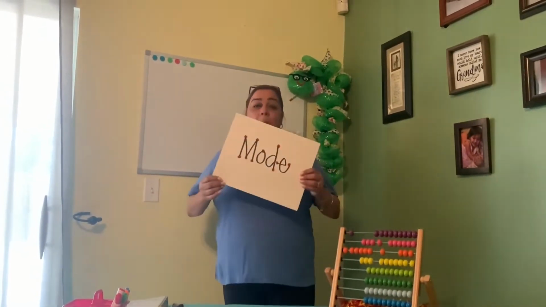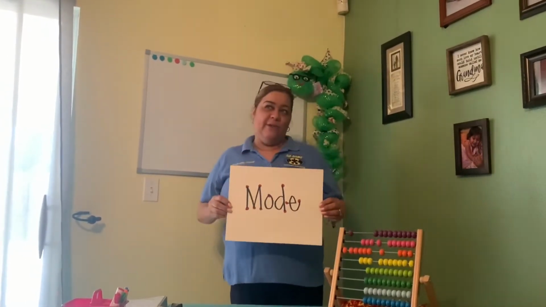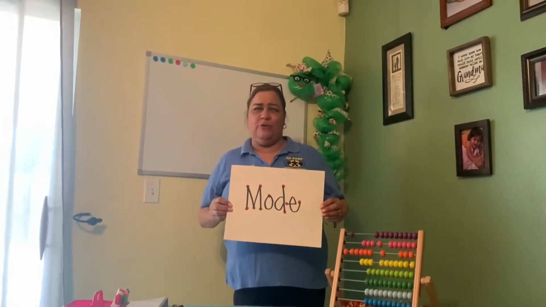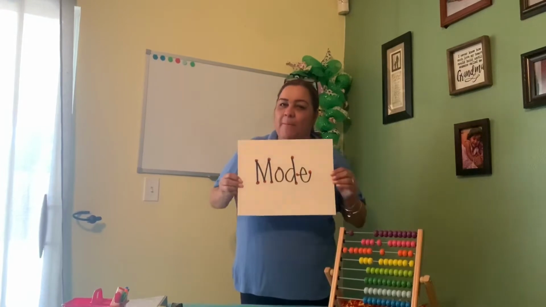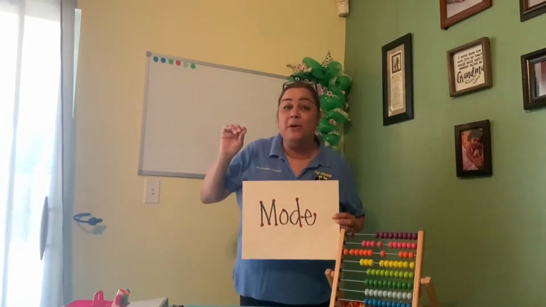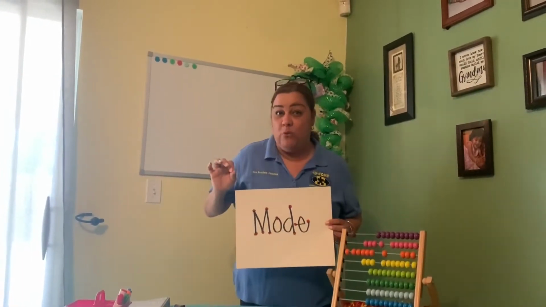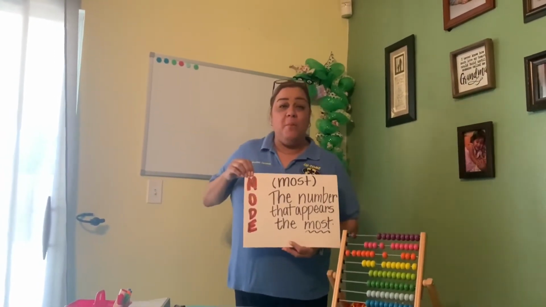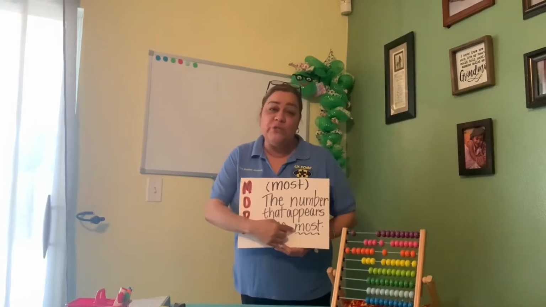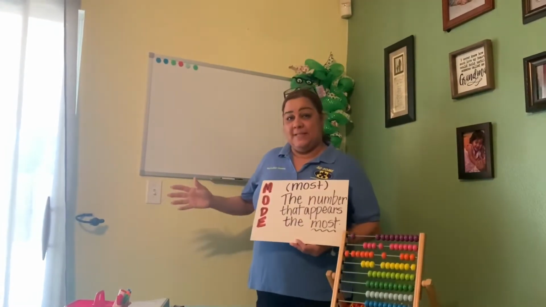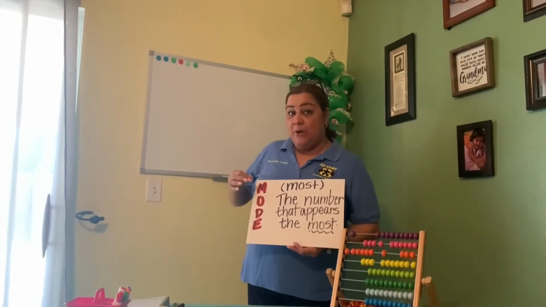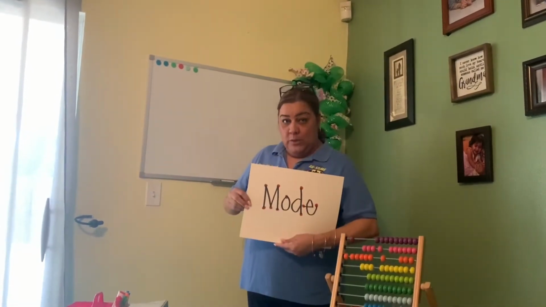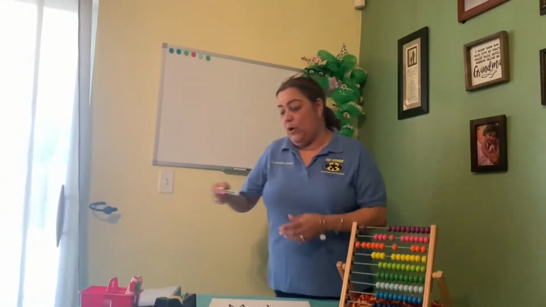Today, we're going to talk about mode. No, I'm not thinking about a pie a la mode and all those delicious desserts. Mode. Remember the keyword? The keyword is most. So mode is the number that appears the most. You look at your data set, your numbers, and the number that appears the most, that is going to be your mode. I'm going to write an example on the board.